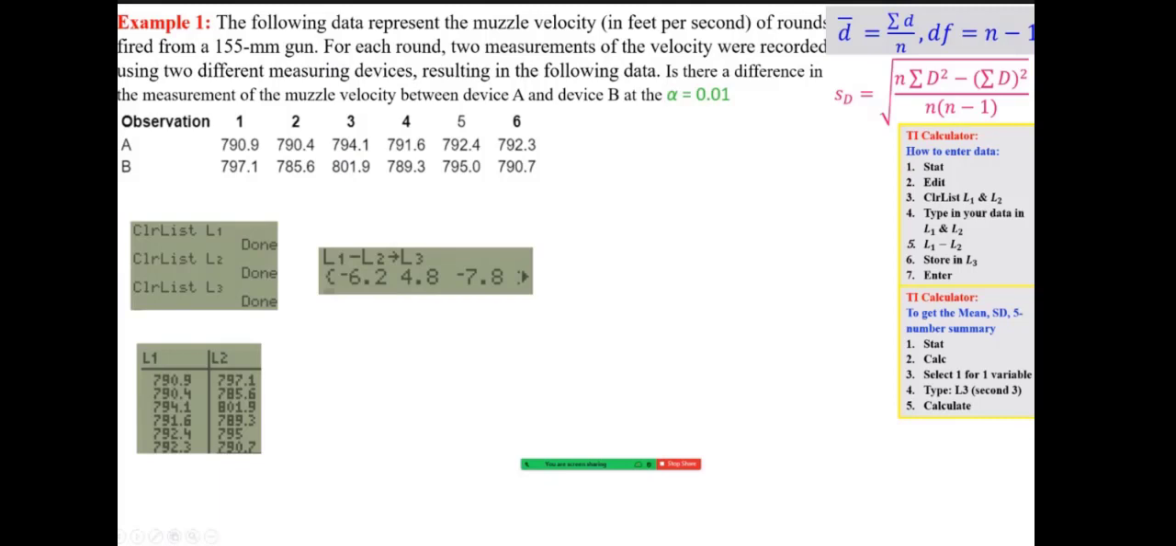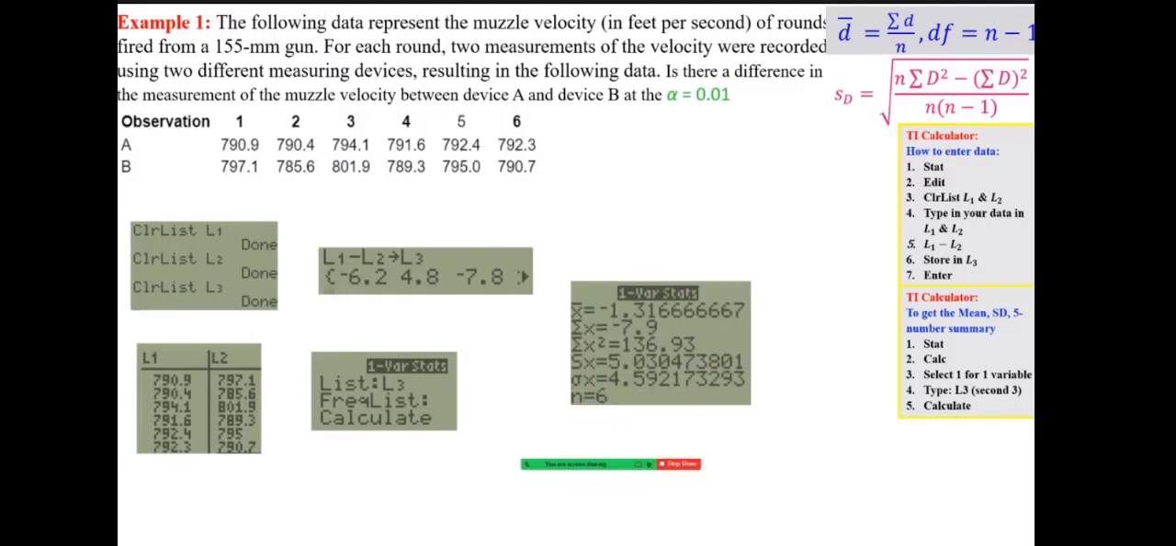Here's the X bar, here's the S sub X. X bar is the same as D bar for us, and S sub X is the same as S sub D. Why are we using S sub X and not sigma X? Because this is a sample. Now that D bar and S sub D have been calculated, we are going to do the test of hypothesis.